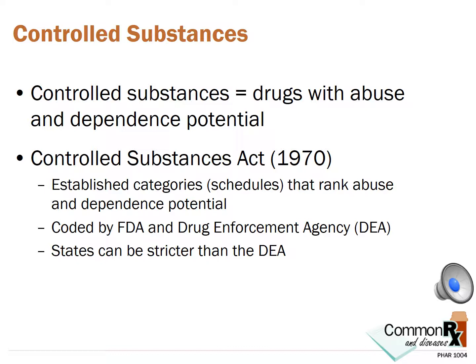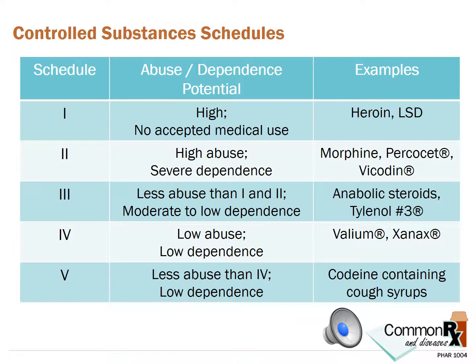States can set their own schedules to be more strict with classification than the federal category, but the schedules of the state cannot be less strict than the federal schedules. Here are some examples of scheduled medications. You can see that the schedules go from high abuse dependence potential in Schedule 1 to lower abuse potential in Schedule 5. Some Schedule 5 controlled substances are available without a prescription, like pseudoephedrine in Minnesota and codeine-containing cough syrup in Wisconsin.